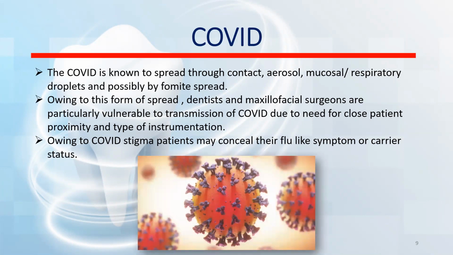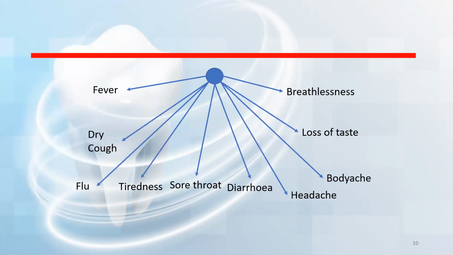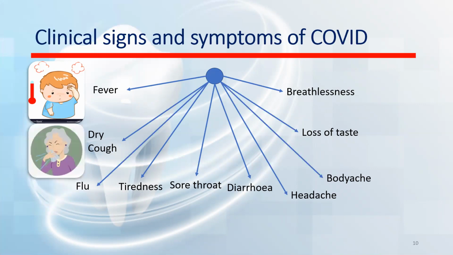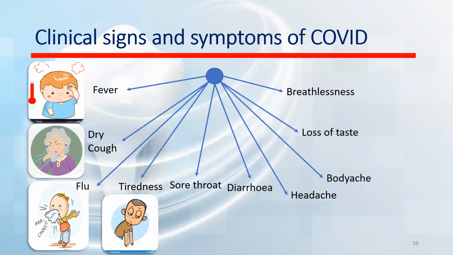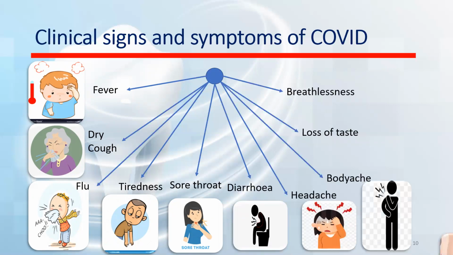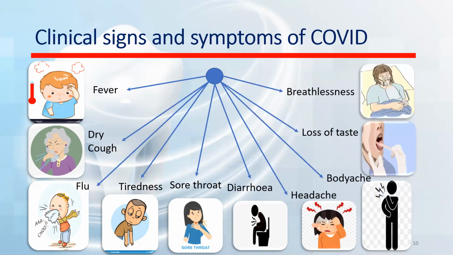You can appreciate the structure of coronavirus, which is crown shaped. Some clinical signs and symptoms of COVID are fever more than 100 degrees Fahrenheit, dry cough, flu, tiredness, sore throat, diarrhea, headache, body ache, loss of taste, breathlessness.